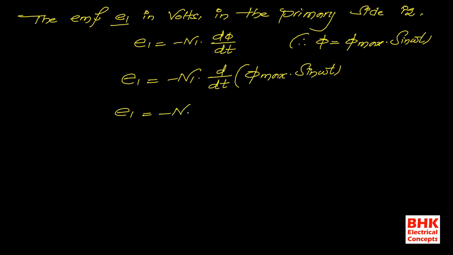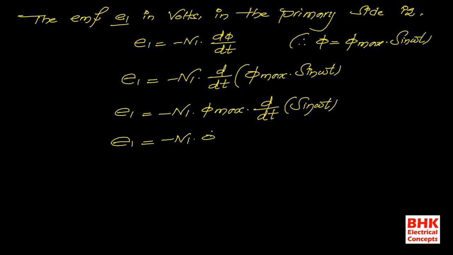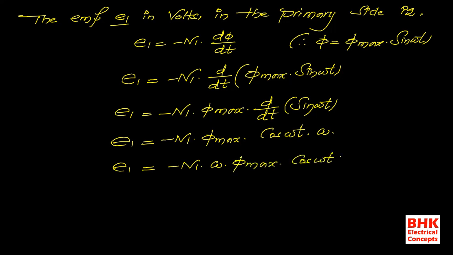Now you can observe that minus N1 is a constant value, and phi max is also a constant value, and we need d by dt of sine omega t. Now you can apply differentiation, so that is minus N1 into phi max into d by dt of sine omega t, which is cos omega t, and you will get omega. Now here we are writing E1 is equal to minus N1 into omega into phi max into cos omega t. Now a negative sign is there.